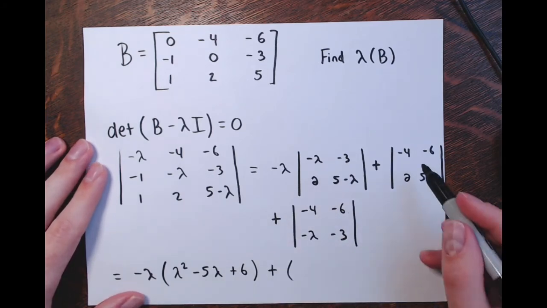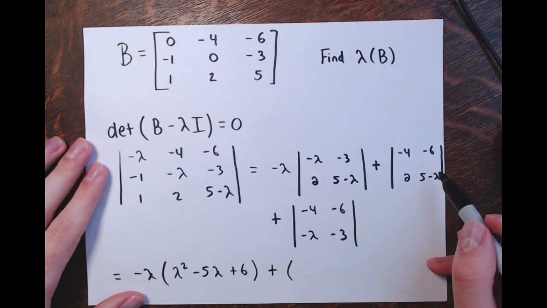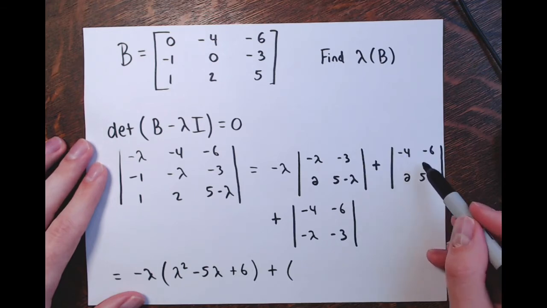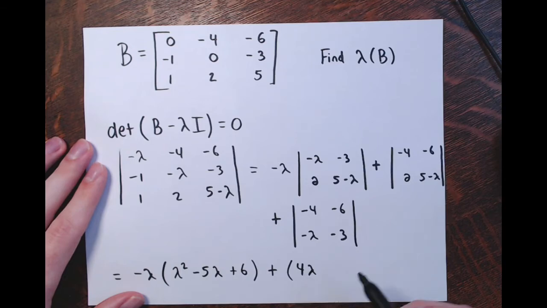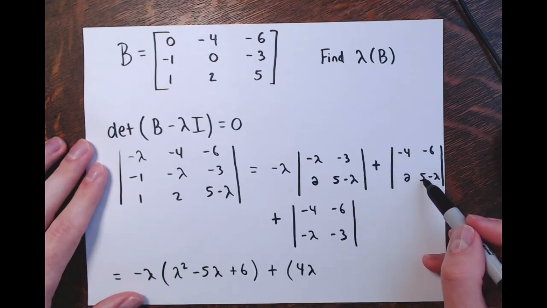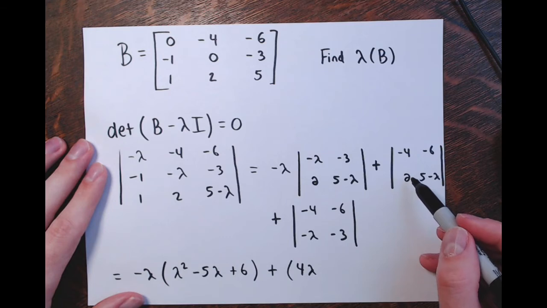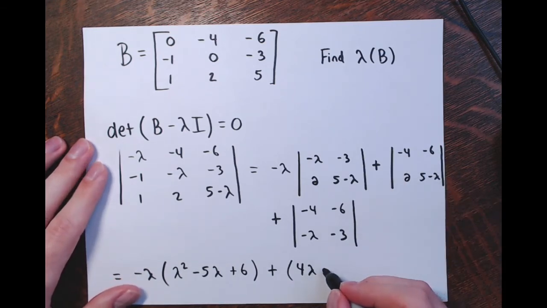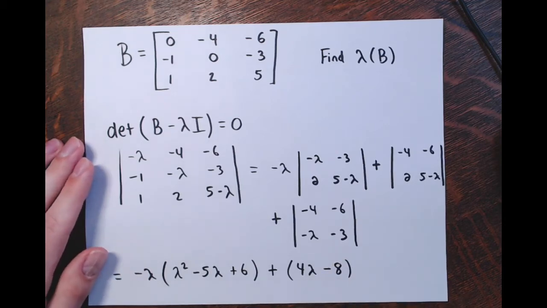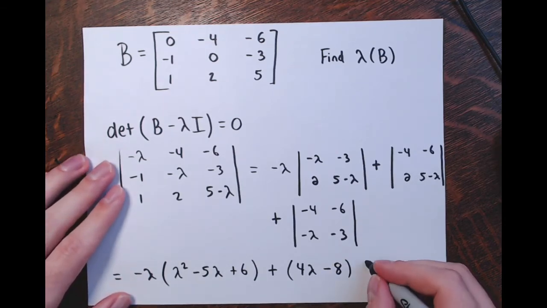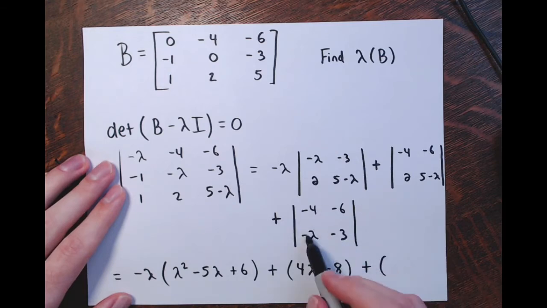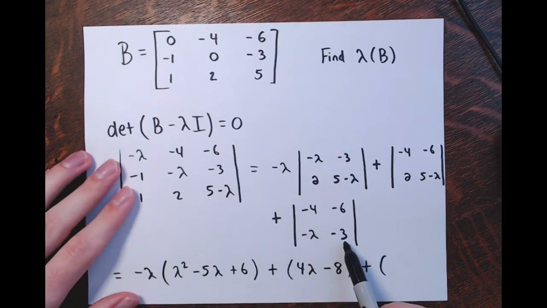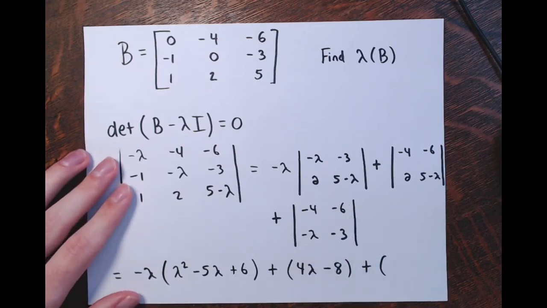Plus, here we'd have negative 20 plus 4 lambda, so I'd have 4 lambda. You have the negative 20, then minus negative 12. So negative 20 plus 12 would be negative 8. And then plus, this determinant here would be 12 minus 6 lambda, so negative 6 lambda plus 12.